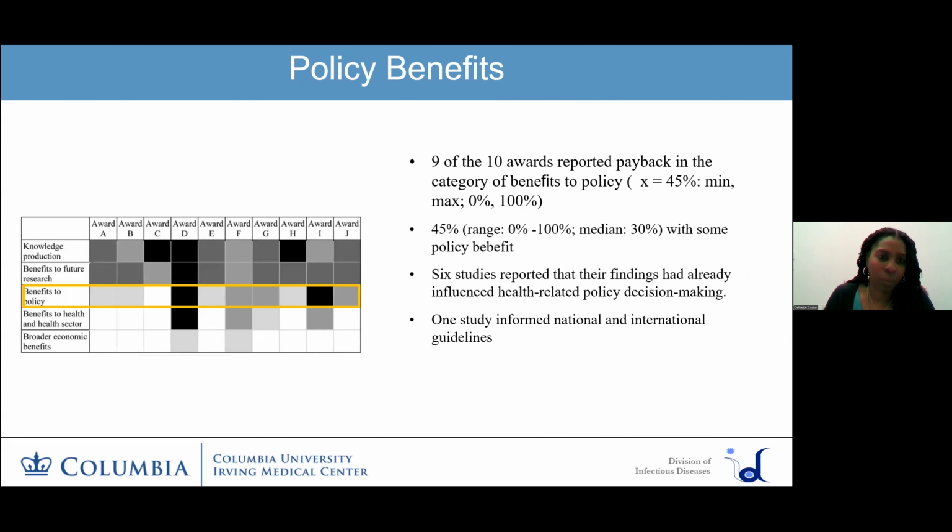So then we get to the policy benefits. And this is also a little bit more complicated for people to figure out and track. Sometimes, again, attribution is really difficult. And so 6 studies reported that their findings had influenced some health-related policy and decision-making, often at the more local level, but we did have some instances where that shaped and showed up in global policy and in national policy.